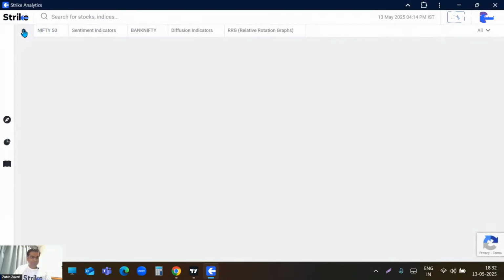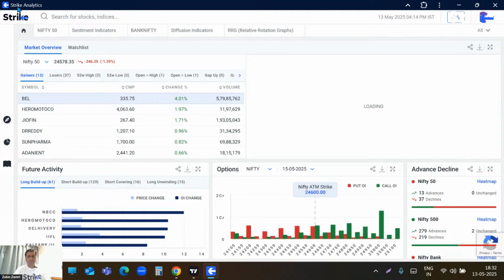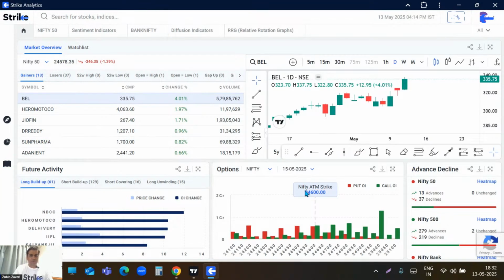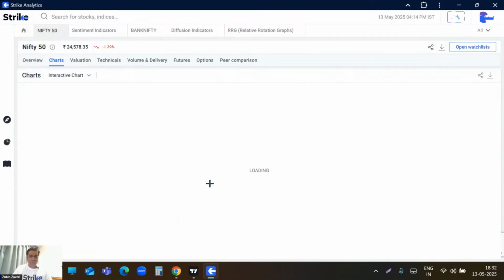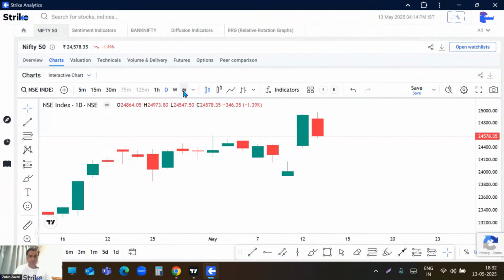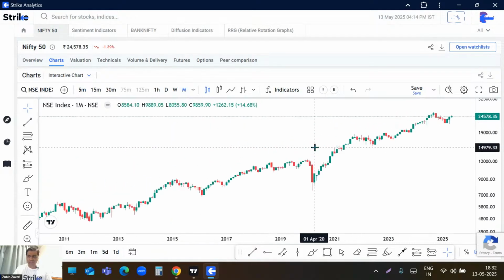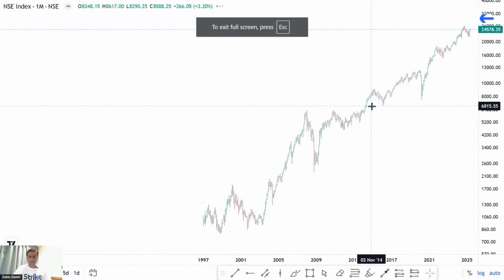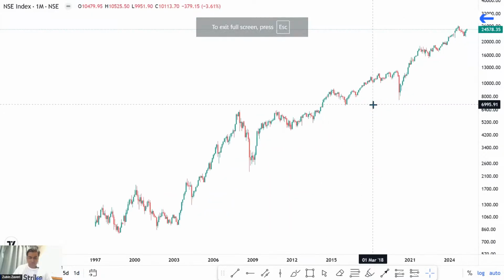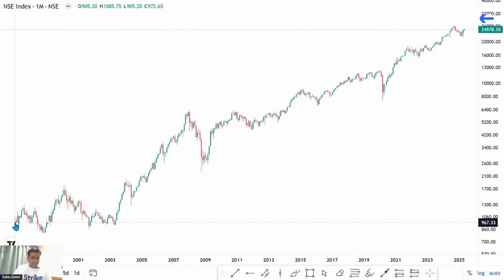Coming to the home screen, this is web.strike.money. Over here, we will open up the Nifty chart first of all for you, and I'll look at the monthly chart of Nifty. Let me take the full screen. In this monthly chart, we have the data from 1997 onwards.